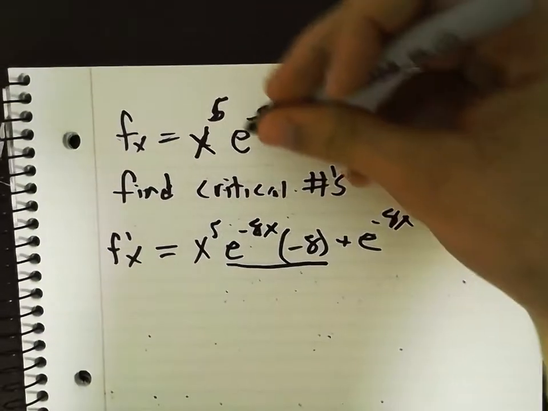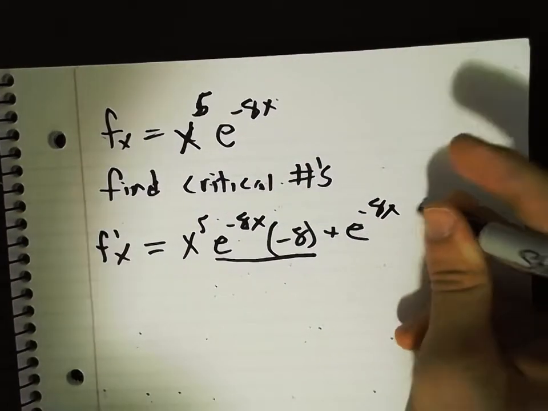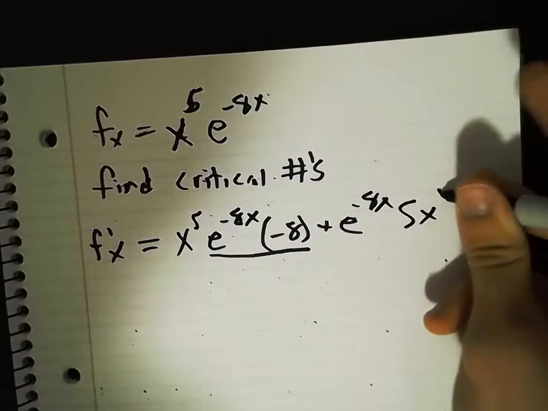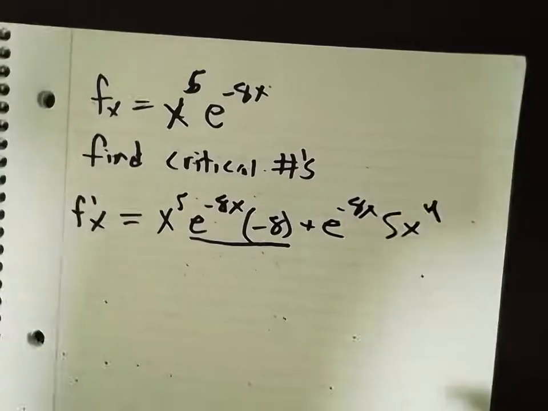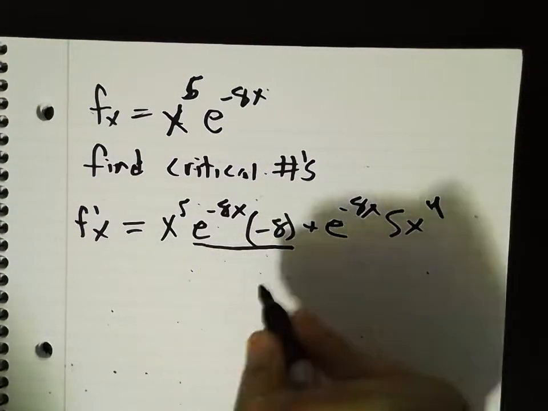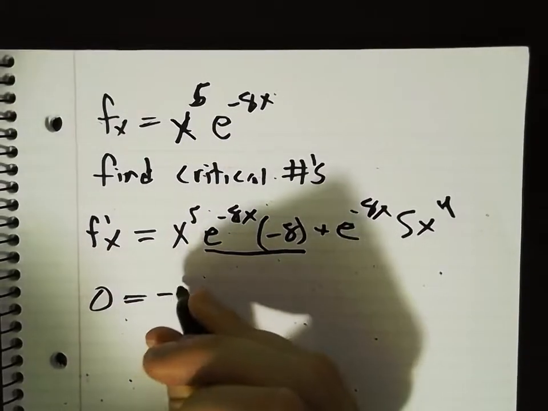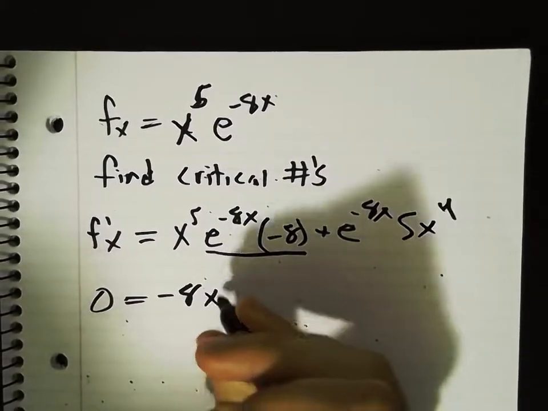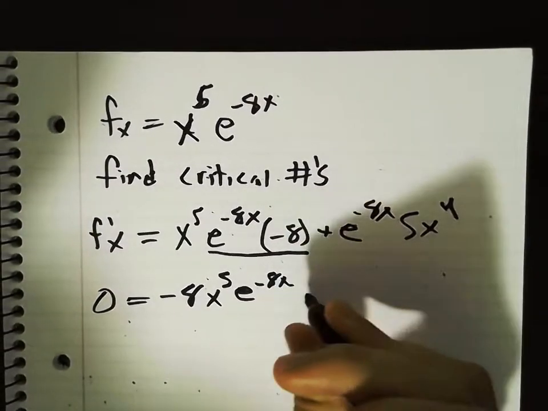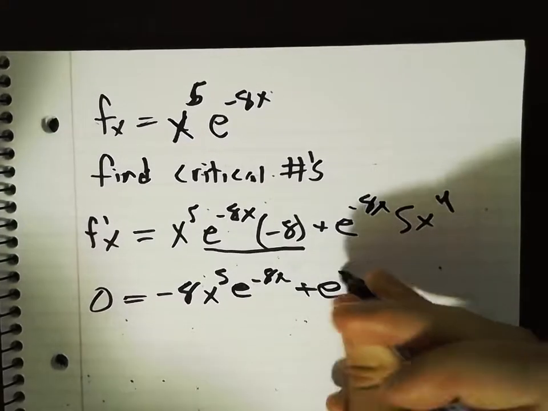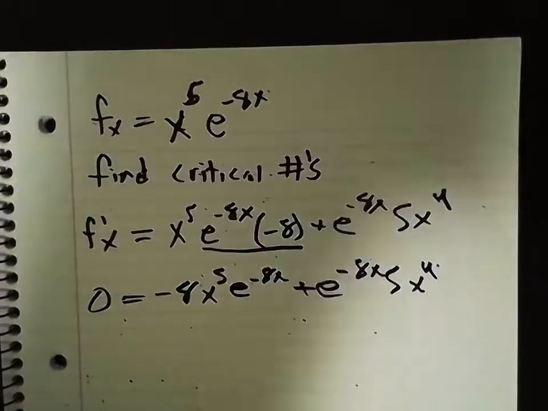Derivative of the first is power rule, drop the 5 down, lower the exponent by 1. So 5x to the fourth. Okay, now we have the derivative, we're going to set that equal to 0, and then we're going to simplify it just a little bit as well. So we have 0 equals negative 8x to the fifth e to the negative 8x plus e to the negative 8x 5x to the fourth.